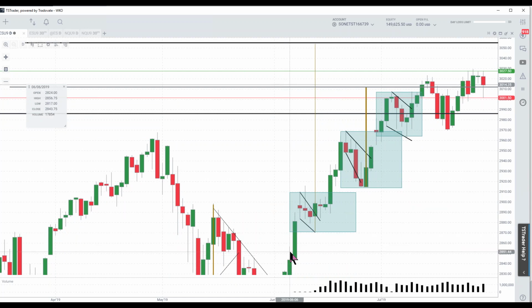But when we're watching the auction process, we start to notice, and this is the S&Ps here, beginning of June approximately, we fall into an area of balance. We leave that area of balance. We fall into another area of balance. We leave that area of balance and create another one. So there's a couple of things in this that I want to point out.